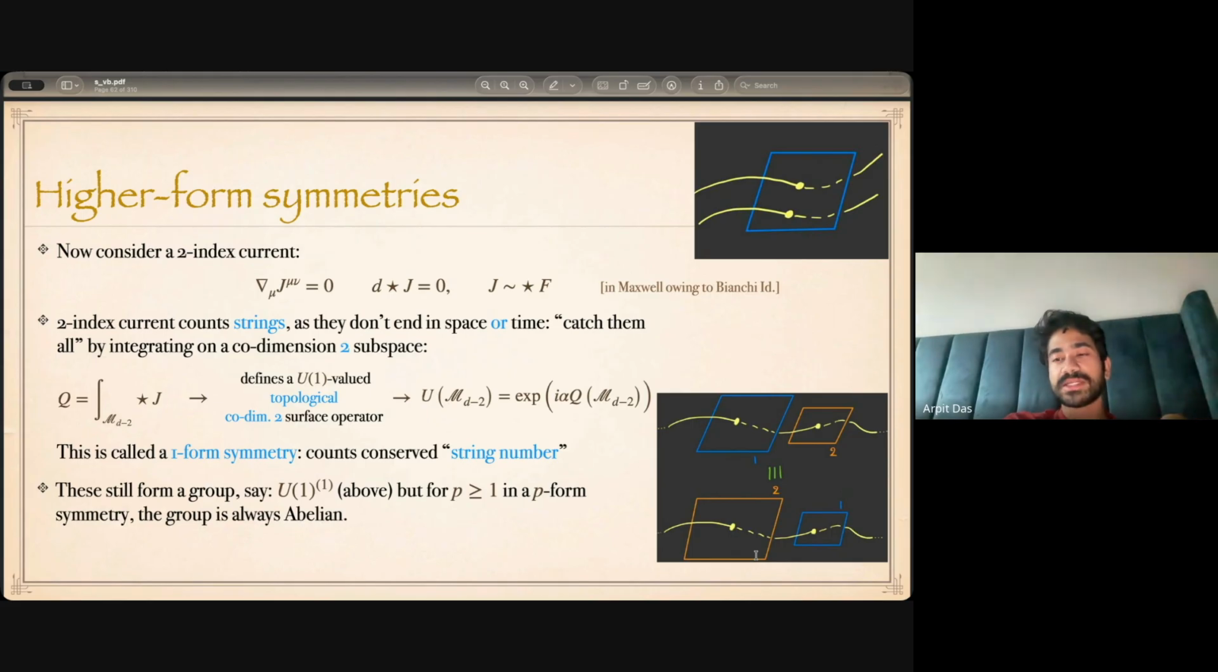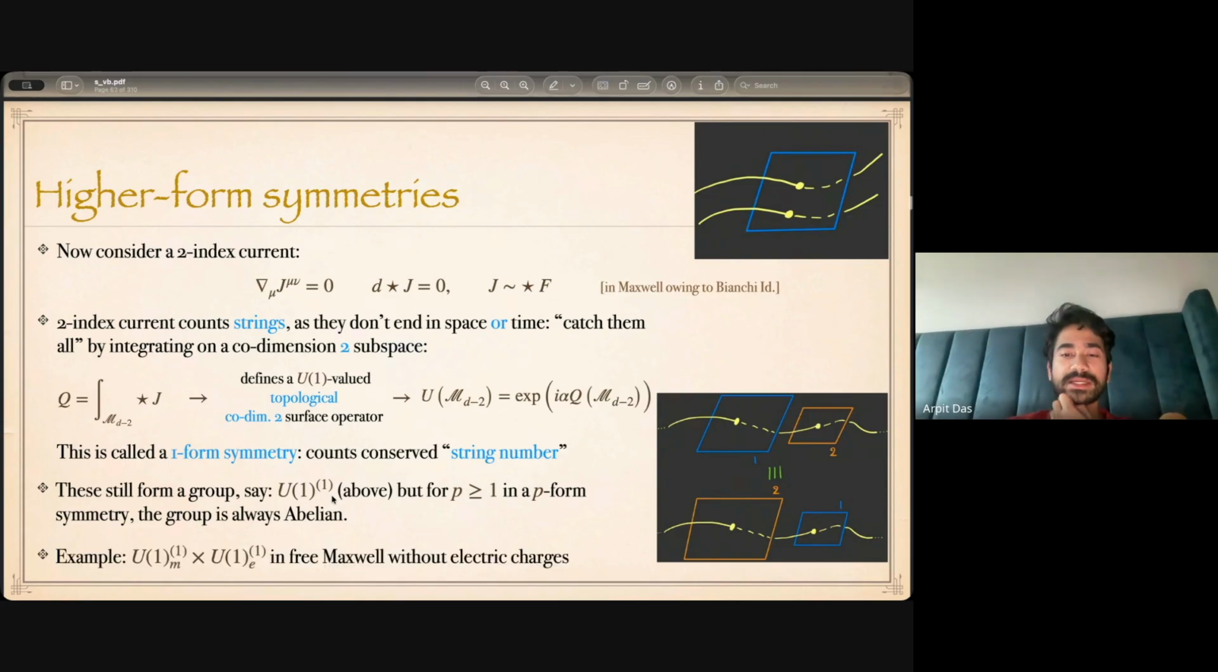But for higher form symmetries, whenever you have a group-like structure, you will always have an abelian group. That means the only continuous group that you will have is U(1), and all other cases of higher form symmetries will be discrete symmetries like Z2, Z3 and these things, because the only abelian continuous group is U(1). So in some sense, it's even simpler.